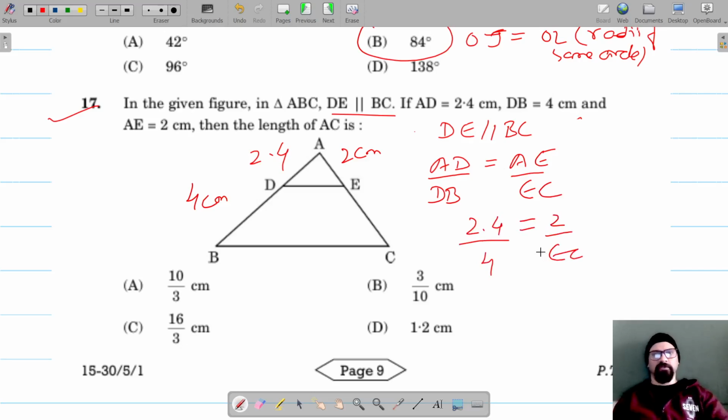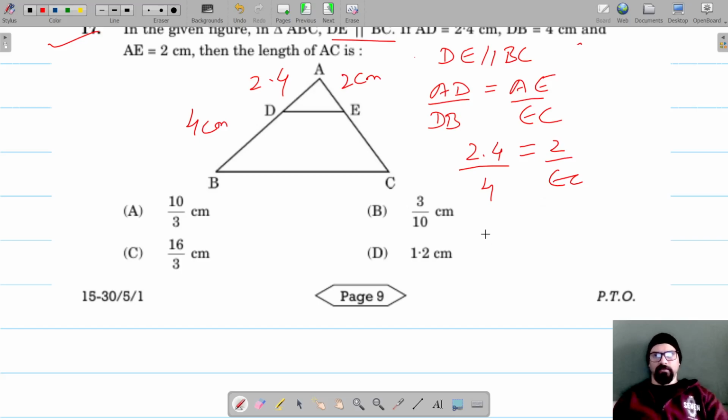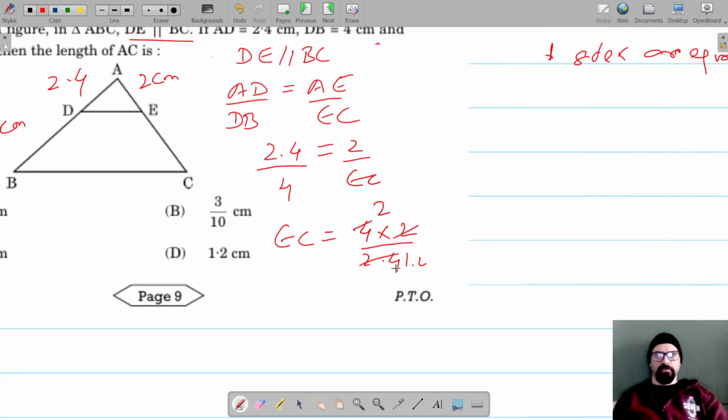We have to find EC. If we cross multiply, this is 4 into 2 by 2.4, which gives me 1.2. So this is 2 by 0.6 and 1 upon 0.3, which is equal to 10 by 3.